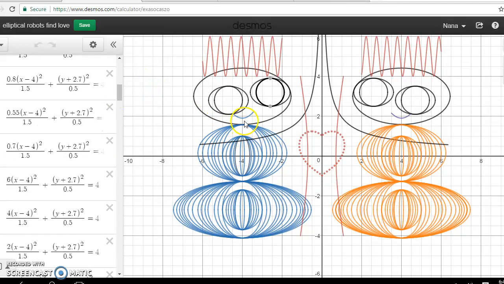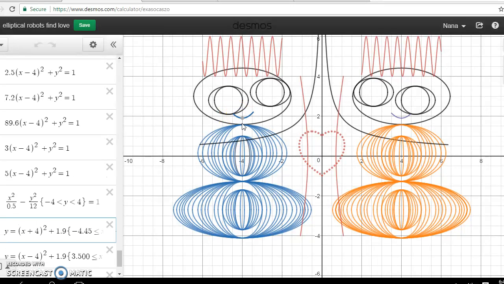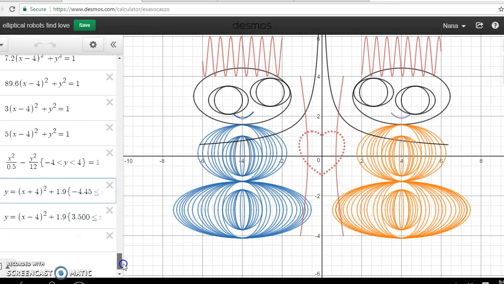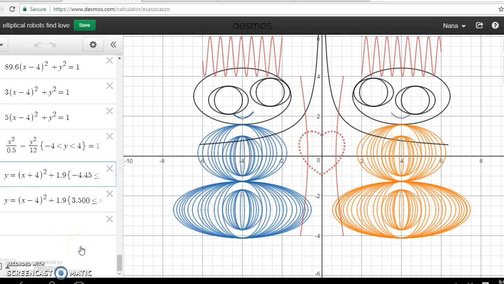Okay, moving on to the parabolas, which represent the smiles on my robots because they found love. So for this one, again, I just started out with the regular equation and I just plugged in numbers until I saw that it looked like a smile. And obviously for this one, because I didn't want the parabola to be so long that it didn't look like a smile, I had to restrict it. So my x values are restricted for these parabolas. So for this particular parabola on my blue robot, my center is -4, 1.9.